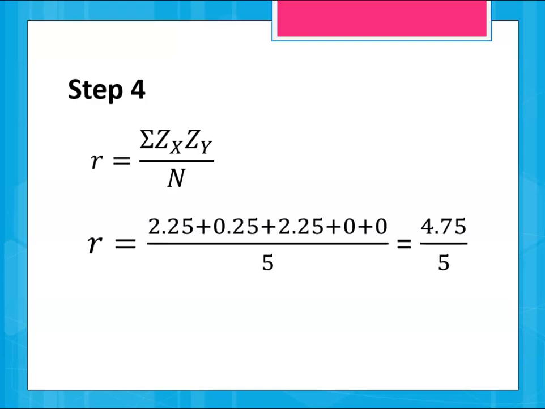Step 4 is to calculate R using the Pearson correlation formula. This formula is telling you to sum all the ZX-ZY cross products and divide by n. In other words, you will add up all those ZX-ZY values from the table and divide by 5. The final answer is R equals plus 0.95.